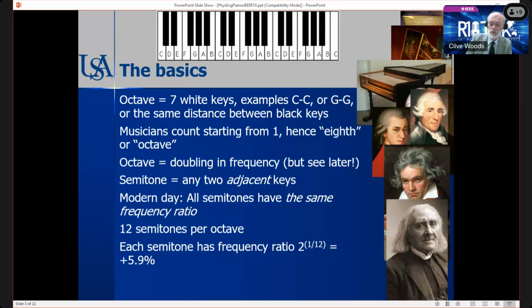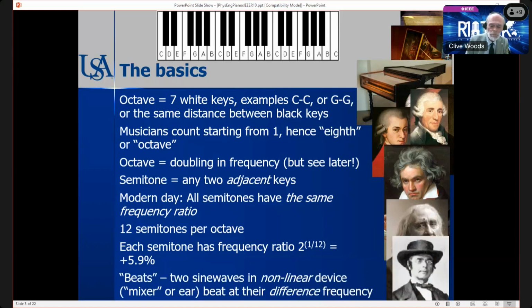That frequency ratio is always the 12th root of 2, and you can easily work that out to be 5.9%. So every semitone is almost 6% higher in frequency than the note below. And then let me remind you what we mean by beats.